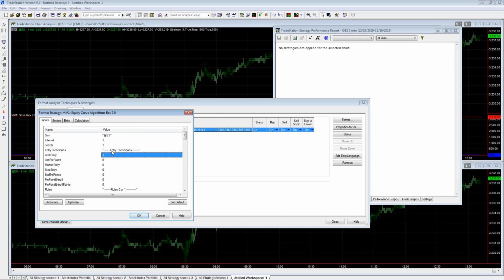Now we use the limit entry. You can use one of these entry methods, but not all four. There's a limit entry and then the limit entry points.